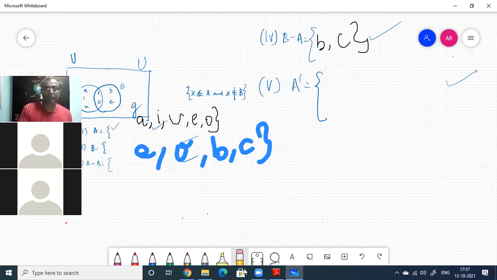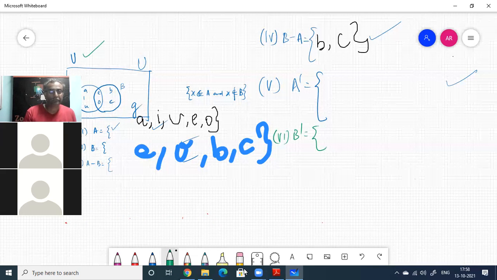Okay. Now what you have to do? A complement is given. B complement from this diagram. Can you draw the Venn diagram, Arpana, and shade it and then write the thing? It will be nice. B complement is everything that is not B.